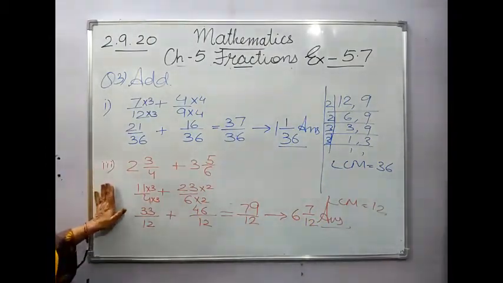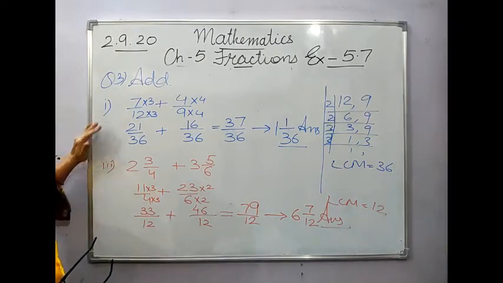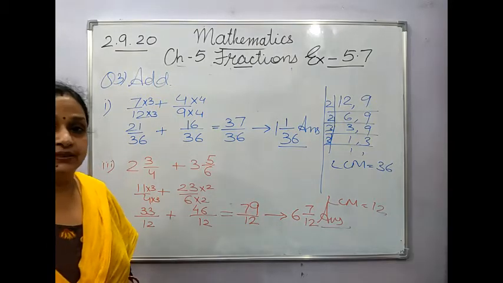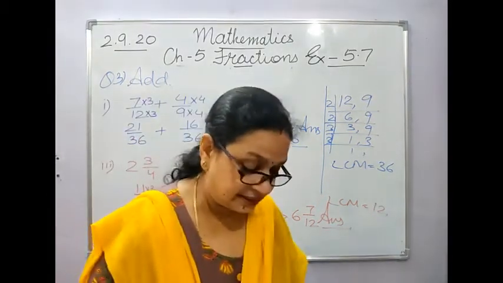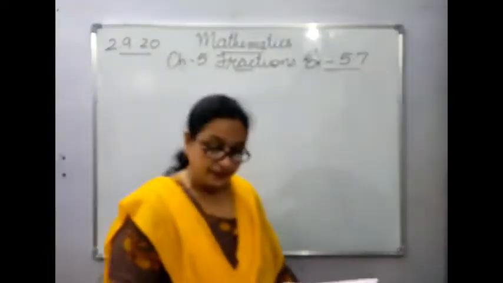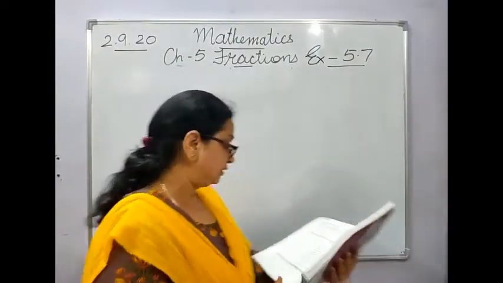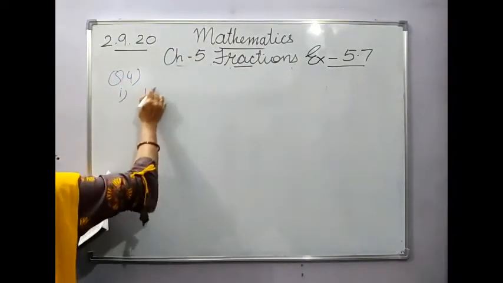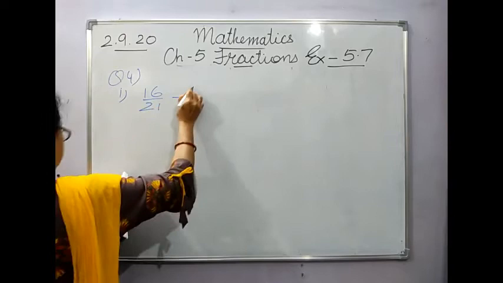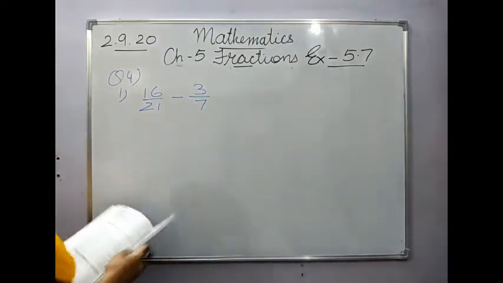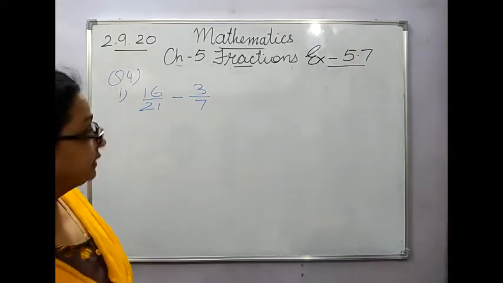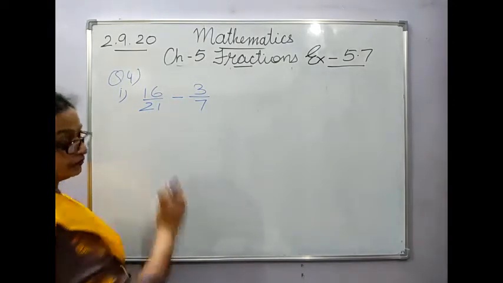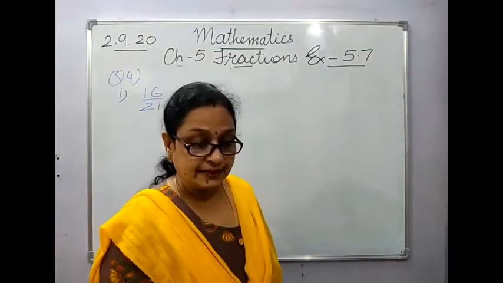Hope this much is clear to everyone. We have done sum number 1 and 3 on the board. The remaining sums you will be doing in your copies. Then next, subtract. Similarly, I will be showing two sums over here. Question number 4. Subtract. I will be showing the first one. 16 upon 21 minus 3 upon 7. Now if you look at them, they are unlike fractions. So what we will do, we will take out the LCM.